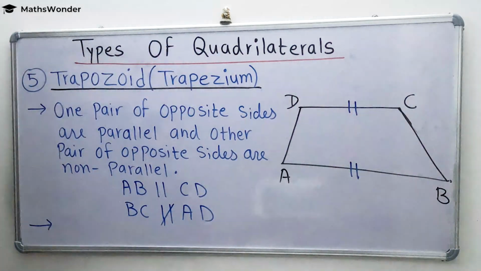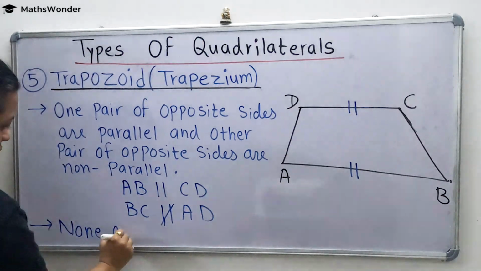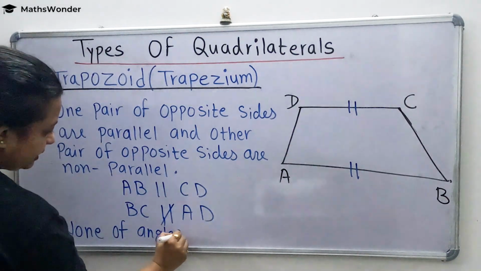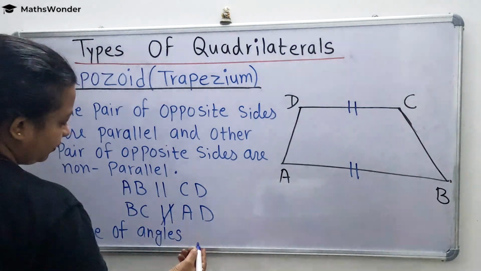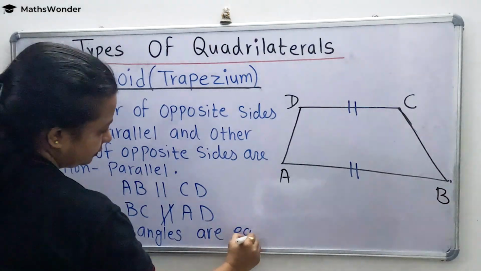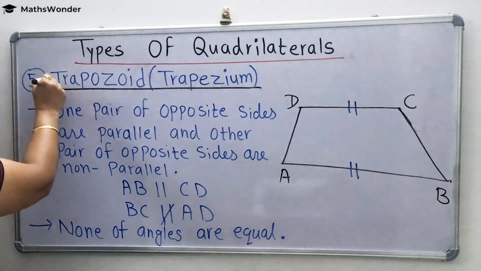Write down, take your time. So none of the angles are equal. Every angle is different. So this is the trapezoid, the first type of trapezoid.